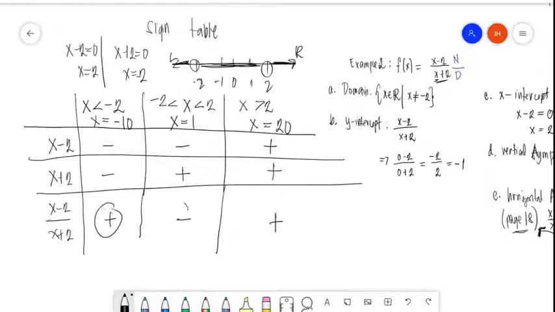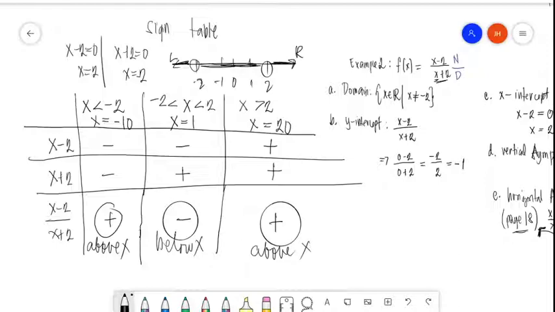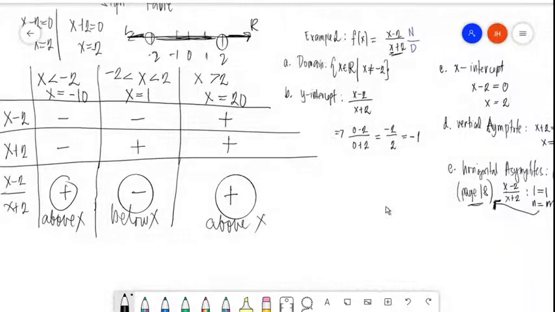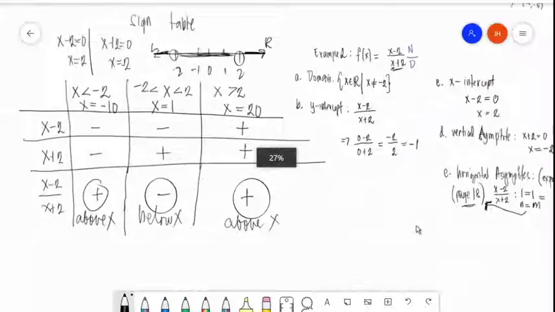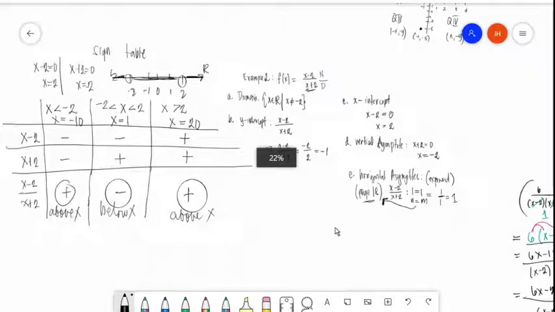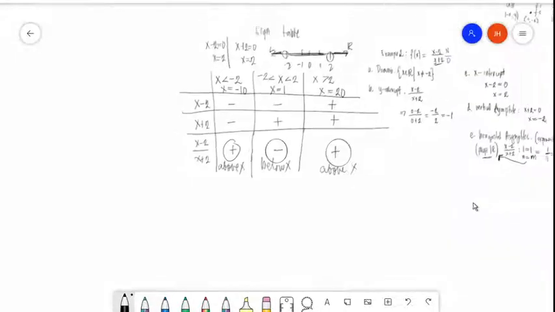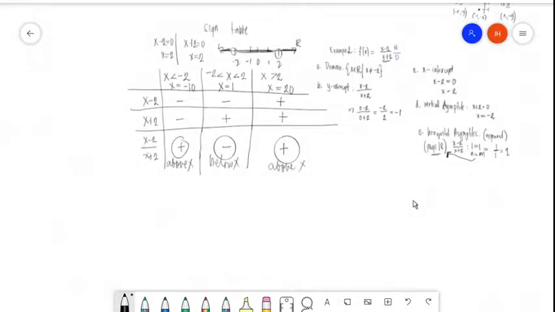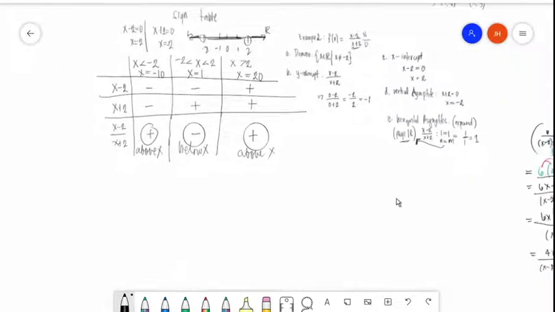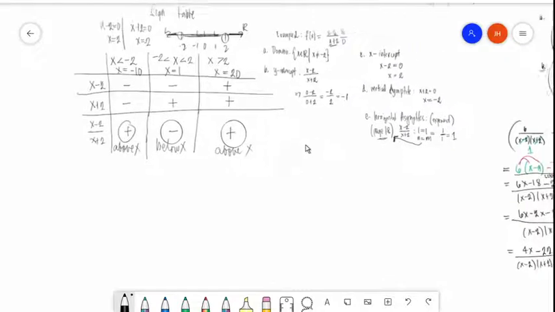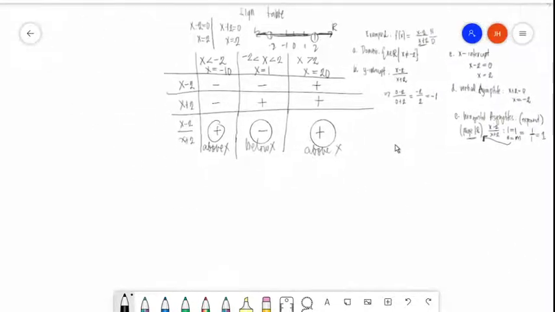Remember the sign here: if it is positive, then it is above the x-axis. If it is negative, it should be below the x-axis. So we already have our sign table. Now we can move on to our graph. How are we going to graph this one? I hope it's still clear to you.